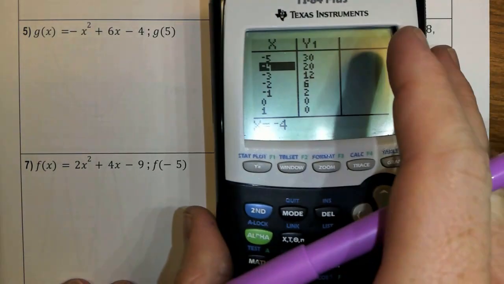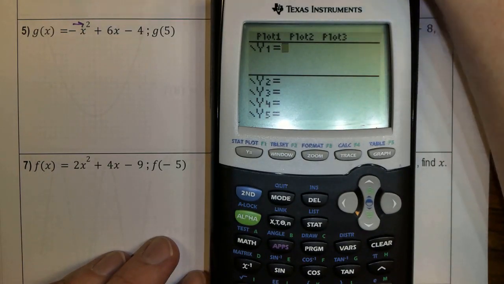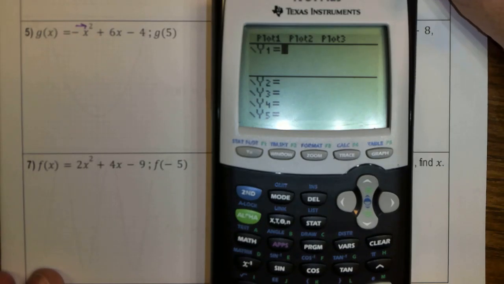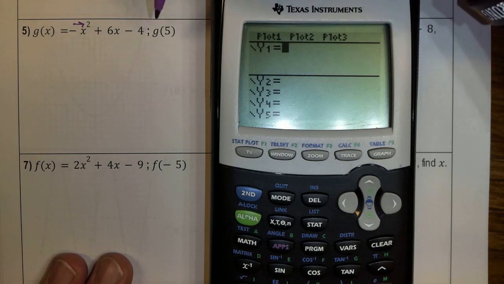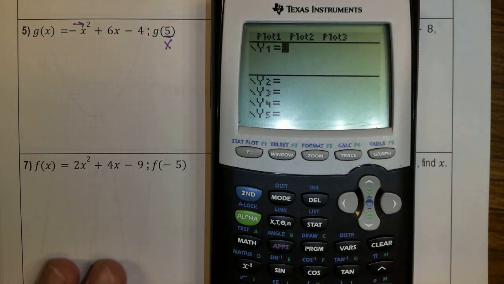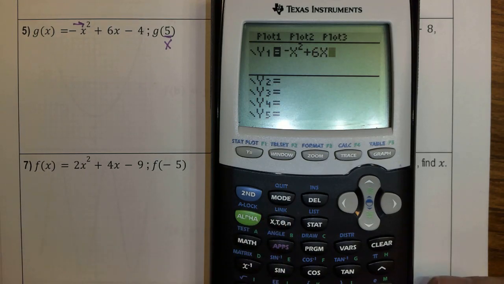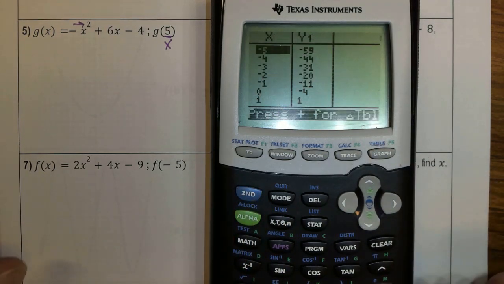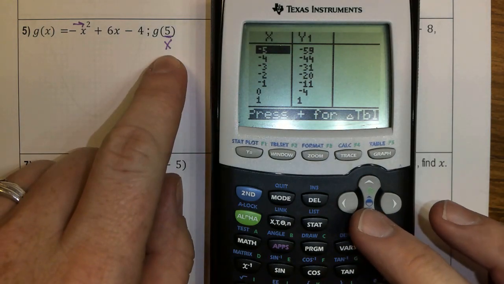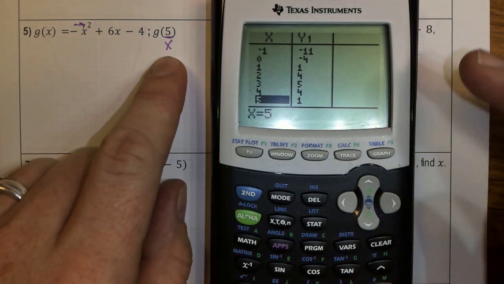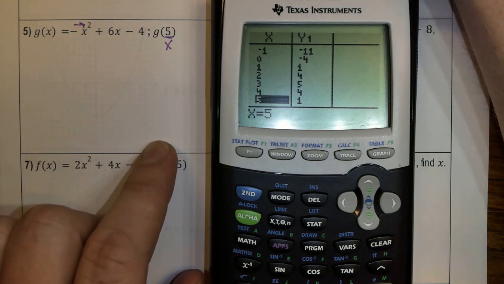Okay, number 5. Look, this one is squared, which means I should have 2 answers depending on where this is. And because it's in parentheses, this is x. So I just type this in. I have -x squared plus 6x minus 4. I hit second graph, and because this is x, I can go to 5, and I get 1.